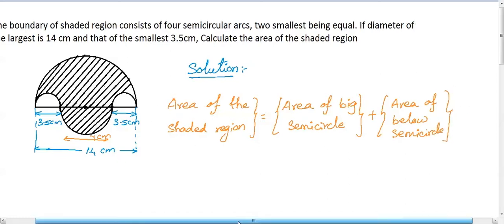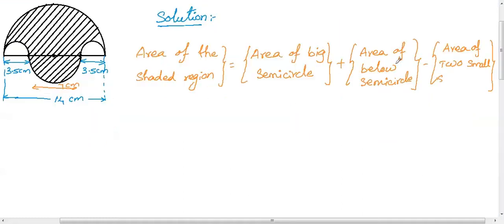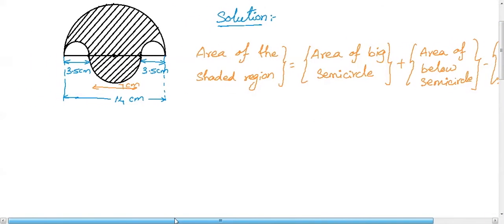And finally we have two more semicircles in that, so it's a cut off area, which means we just need to subtract that. So the area of the two small semicircles we need to subtract. So find the area of each one separately and then find the area of the shaded region.